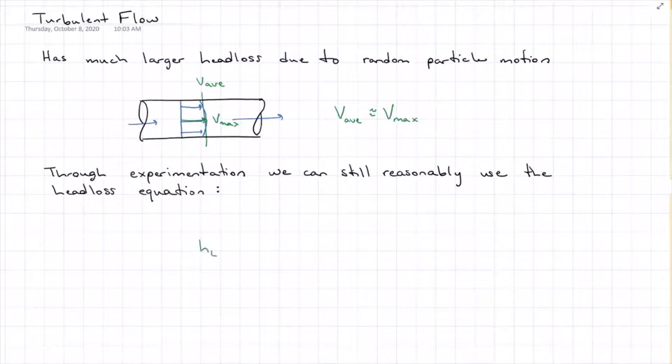use the head loss equation of the Darcy friction factor times the ratio of length over the hydraulic diameter, velocity squared over 2g. Where it's going to change with turbulent flow is this friction factor, f. With laminar flow, it was that lovely 64 over the Reynolds number. With turbulent flow, we're going to need to use the Moody diagram.